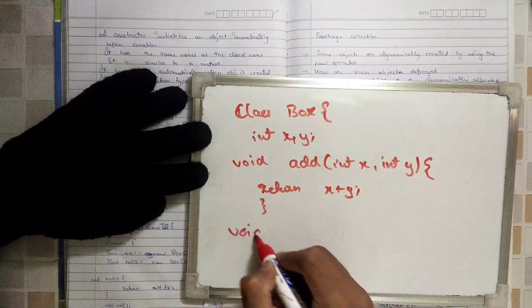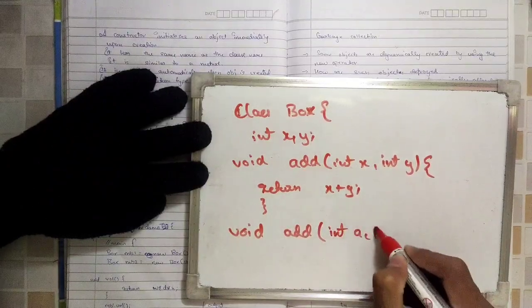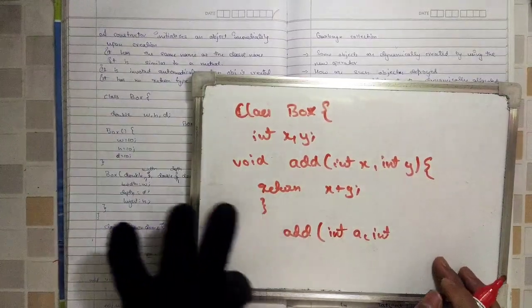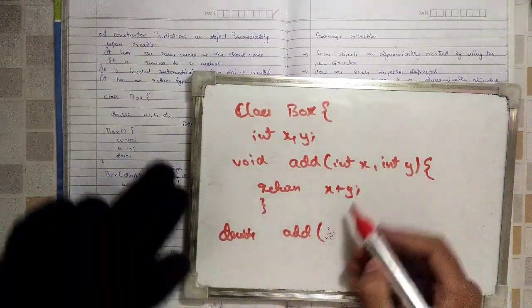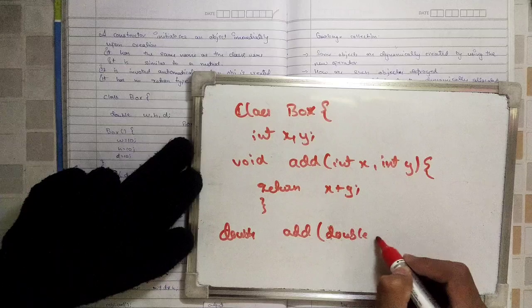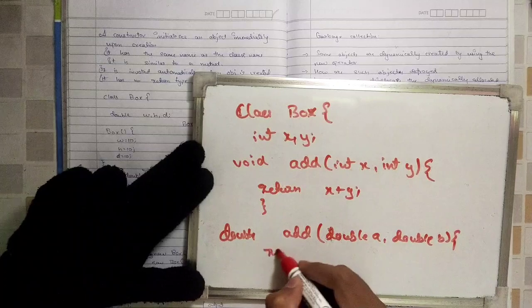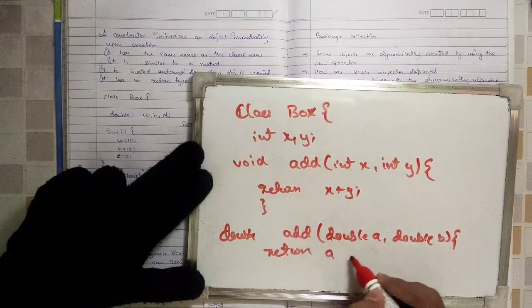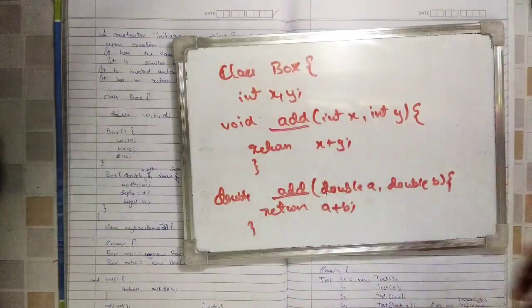The same thing I will write again, add. Instead of void I will say double, and instead of the int data type I will say double a, double b, then return a plus b. See here, my method name is the same but the parameters are different. That is nothing but method overloading.